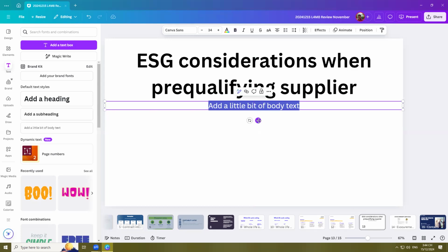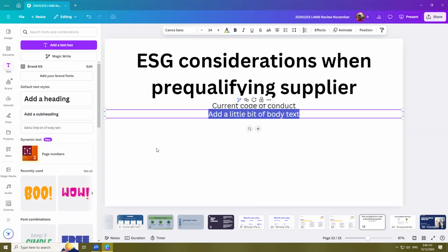First, their code of conduct, the current code of conduct, like what kind of behavior they are required to do, what they are not required to do. Whether they have a code of conduct or, if they don't have one, do they have any guiding principle or any corporate social responsibility policy? Okay, that is another consideration.